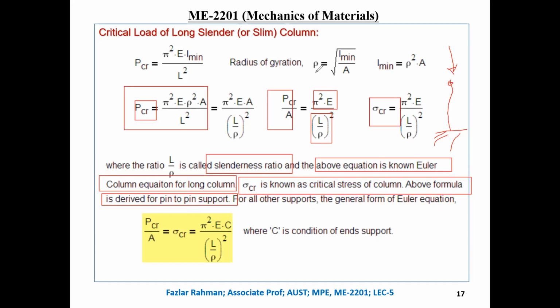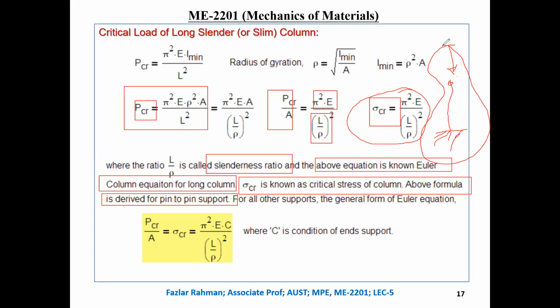Okay. So tell me, we derived this equation for pin-to-pin support, both ends pin. Now we have an electrical pole. Ground is fixed in the bottom, and at the top is free, right? Then we apply load. In that case, can we apply the Euler equation? Yes, sir, we can.